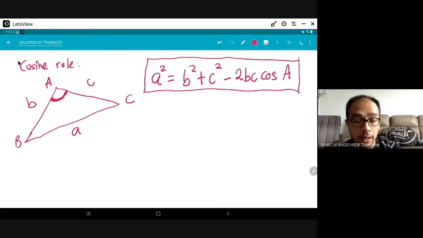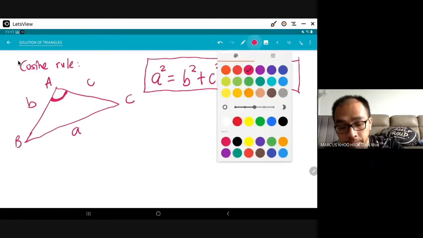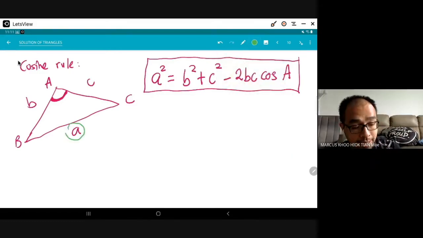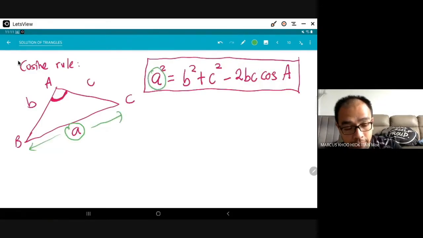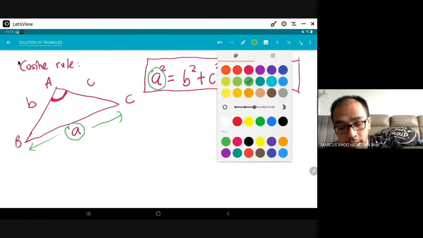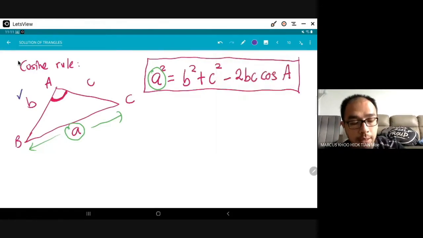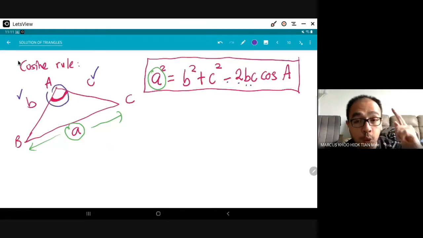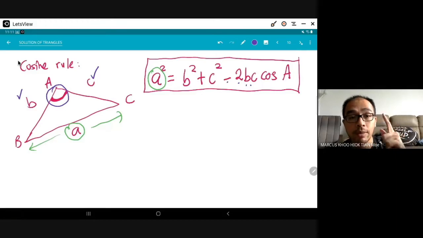If you want to find this length, then you take the two side lengths over here, B squared plus C squared, minus 2 times B times C, cos the angle between B and C.